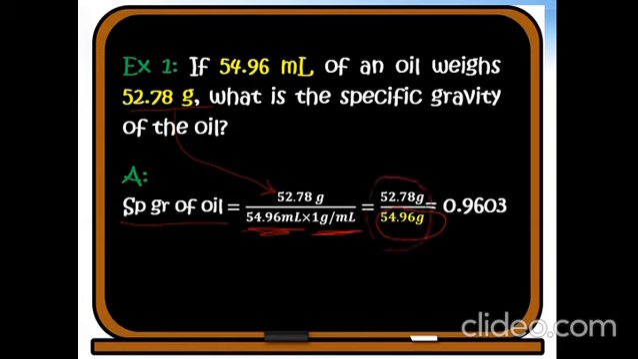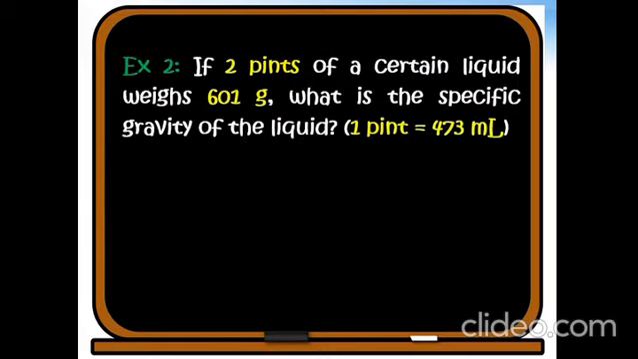So that means there's no unit for specific gravity, right? No unit here. And the ratio is 0.9603. Let's look at another example question. If 2 pints of a certain liquid weighs 601 grams, what is the specific gravity of that liquid?